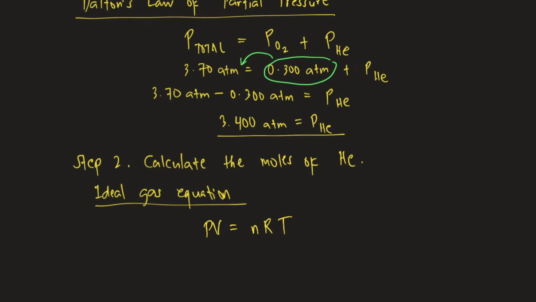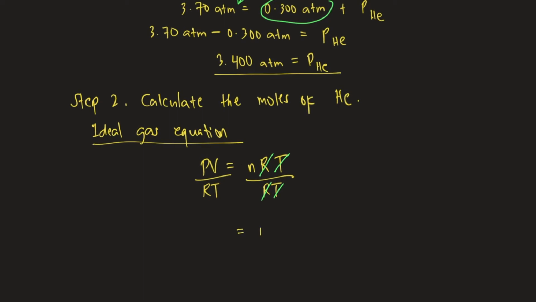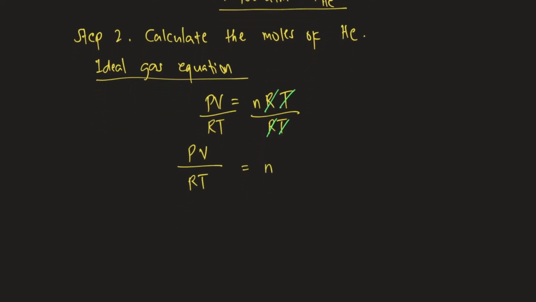So to solve for n, you divide both sides by RT. So RT will cancel on the right side. So your formula becomes n is equal to PV over RT. Now let's solve for n.